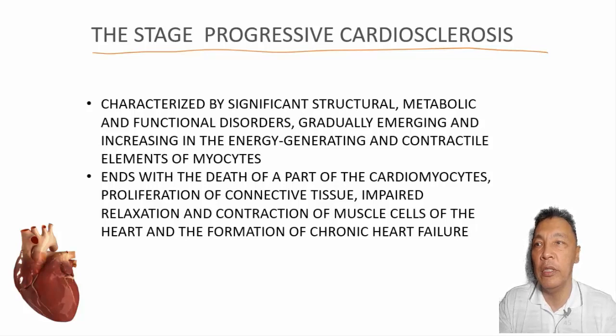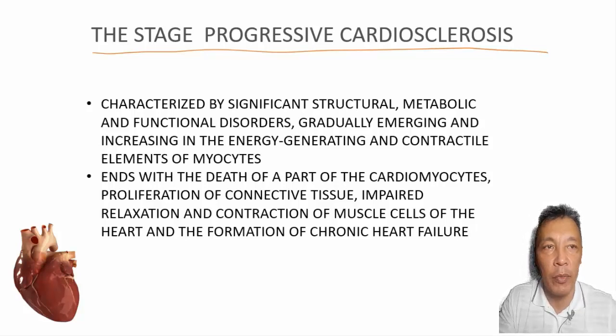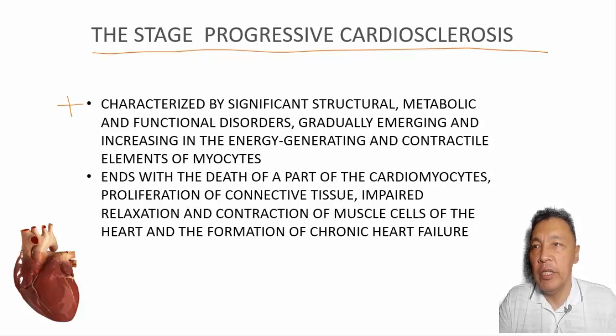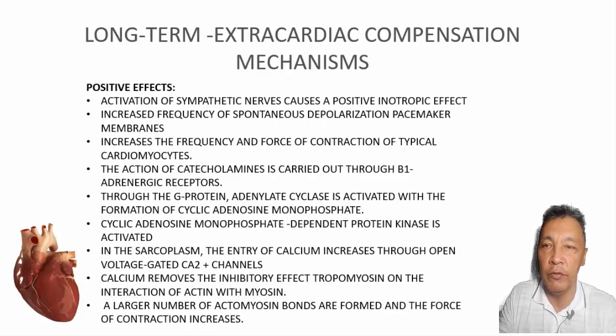Progressive exhaustion of the compensatory resource of the heart leads to heart failure and later circulatory failure. It is characterized by significant structural, metabolic, and functional disorders, gradually emerging and increasing in the energy-generating and contractile elements of myocytes, with death of parts of cardiomyocytes, proliferation of connective tissue, impaired contraction and relaxation of muscle cells of the heart, and the formation of chronic heart failure.